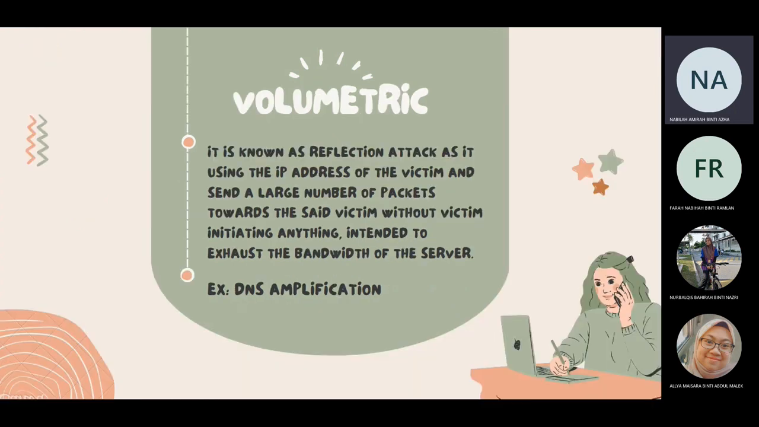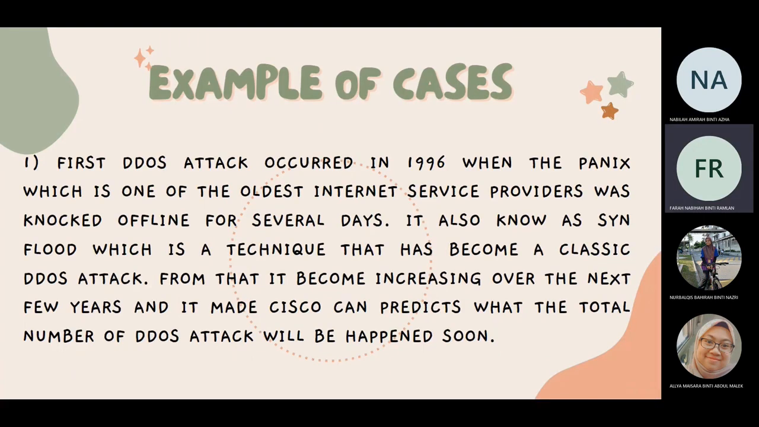And lastly, the volumetric. It is known as a reflection attack as it uses the IP address of the victim and sends a large number of packets towards the said victim without the victim initiating anything. It tends to exhaust the bandwidth of the server. And one example of a volumetric attack is DNS amplification. So I will share some example cases.